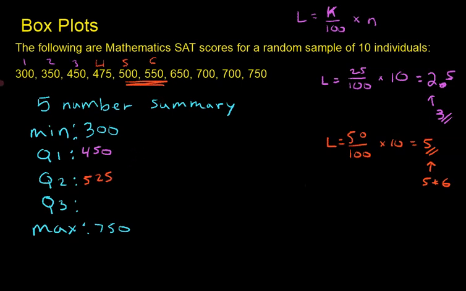All right. Lastly, the third quartile. The third quartile is the 75th percentile, so 75 over 100 times 10. That will equal 7.5. That is a decimal, so you round up to the next whole number. So that's 8. So 6, 7, 8. The 7th observation is 700. The 8th observation is 700. All right, so I have my 5-number summary. I'm ready to go ahead and draw a box plot.